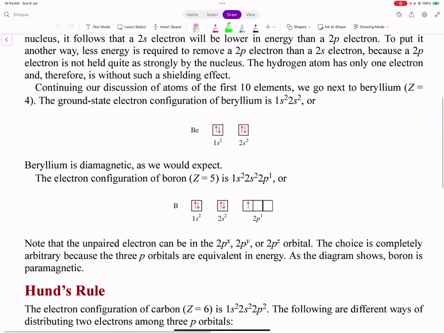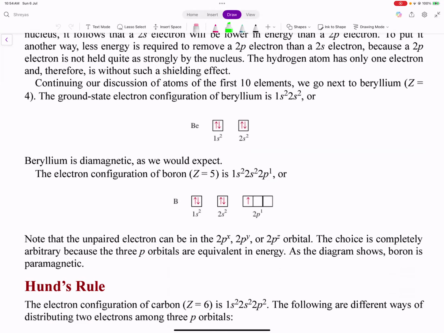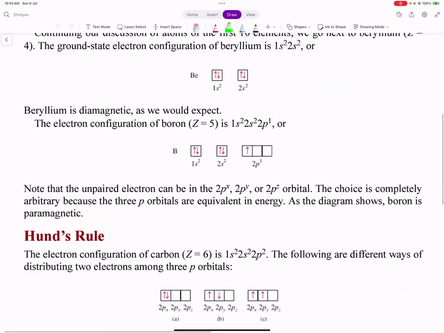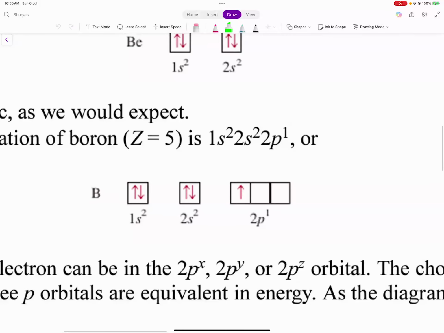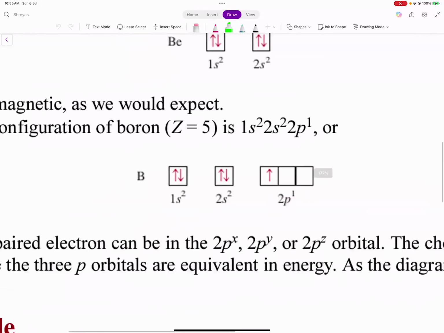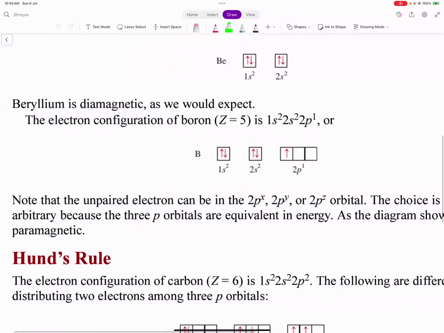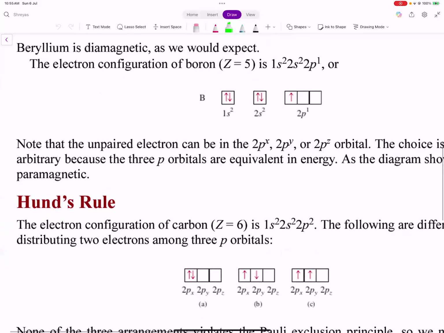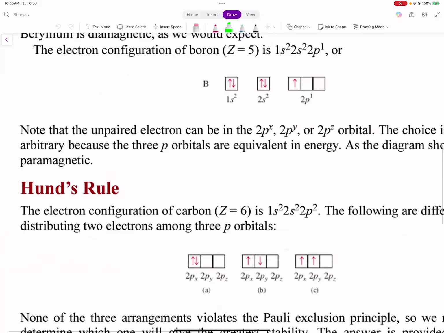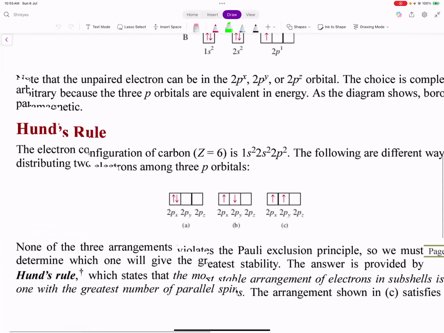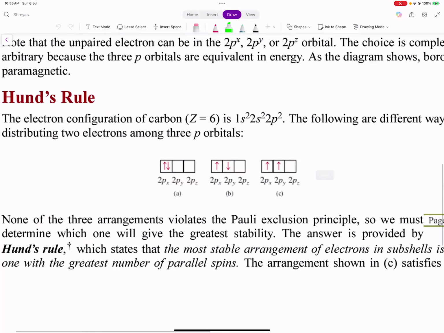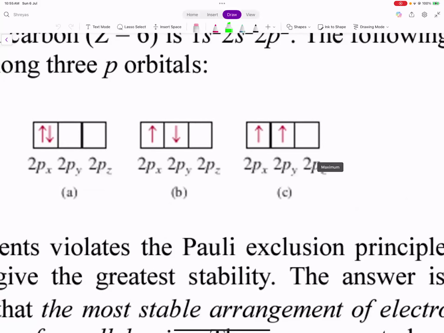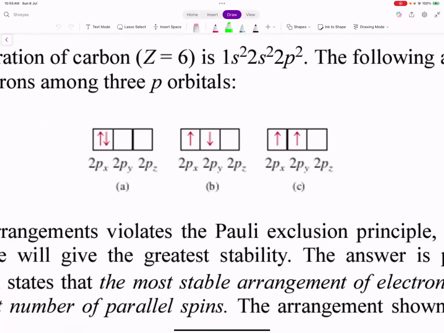For the meantime, we'll continue. Beryllium is the same, 1s2 2s2. We are just going into the electronic configurations. See boron, 5 electrons. Now when we are in boron, after boron comes carbon. Now what we can do is all these arrangements, right? So which one will we choose?